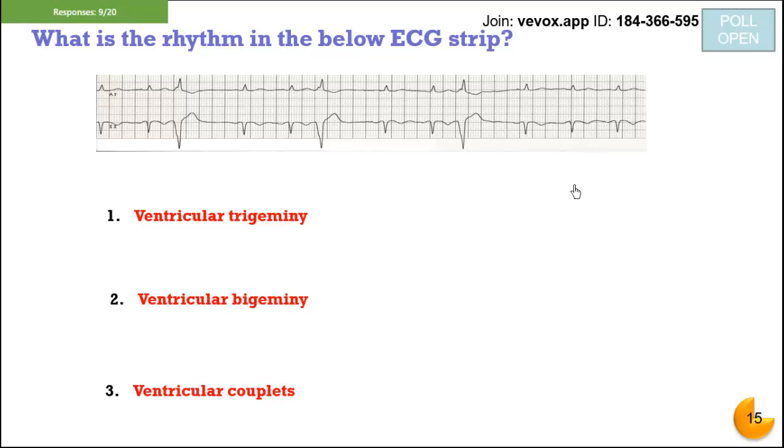So every third. Is it couplet? Two together? No. Definitely no. Is it every second? No. It's every third. Third means bi or tri. Okay, so you have time to change your answer.